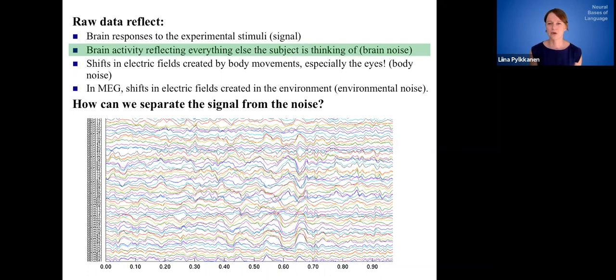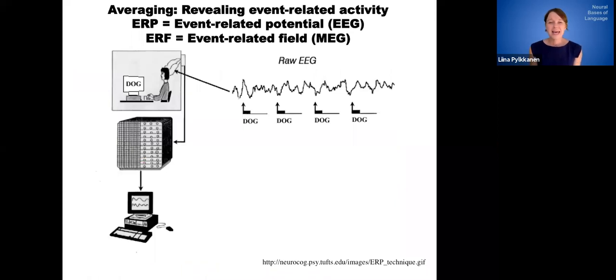Okay, so let's start. How do we get rid of the brain noise first? The age-old technique for trying to extract the event-related brain activity from all the other brain activity that may be happening is what we call averaging. It's pretty simple. The idea is that we just average together all the instances where the brain is processing the stimulus that we're interested in, and that enhances the activities that are just related to that stimulus, and everything else gets canceled out.